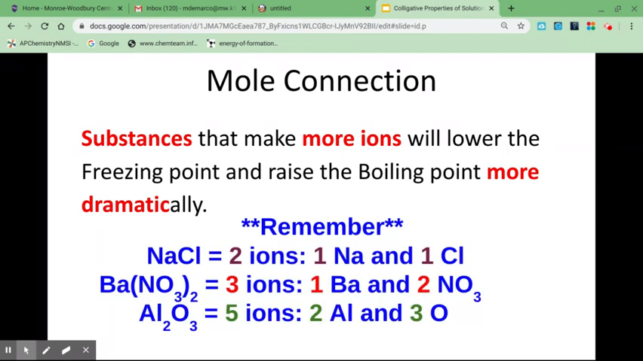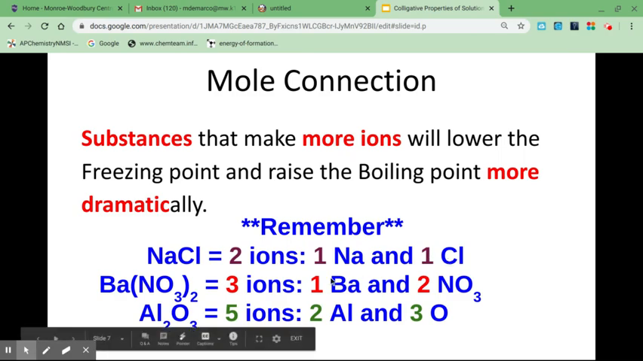When we look at NaCl, notice that Na and Cl is 2 ions. Pretty easy. There's one Na and there's one Cl, which makes 2 ions. Barium nitrate is Ba(NO3)2. Well, here I get 3 ions. The reason why, the formula has 1 Ba, but it has 2 NO3s. That's barium nitrate, 3 ions.